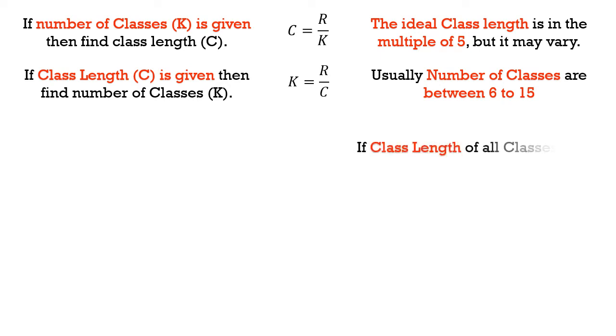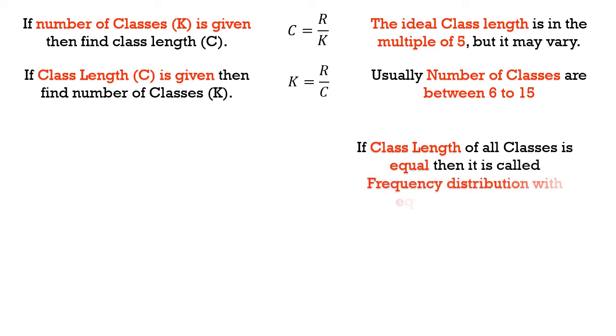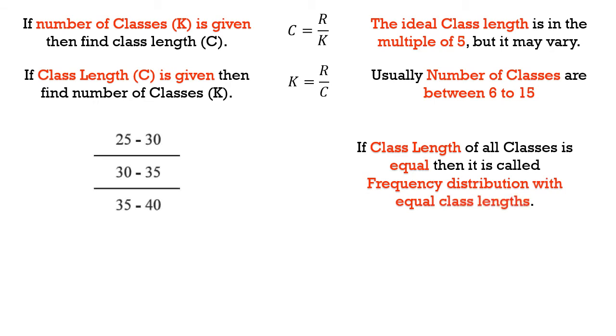If the class length of all classes is equal, then it is called frequency distribution with equal class lengths. The example could be given as follows: 25 to 30, the class length, the difference, is 5. 30 to 35, again the difference is 5. 35 to 40, the difference is the same, 5.